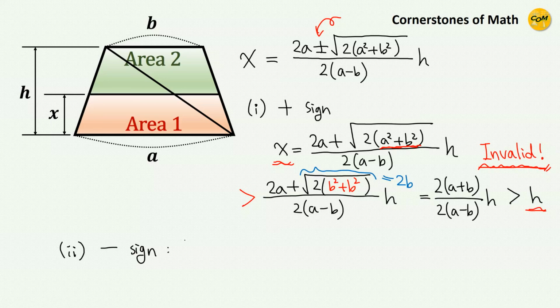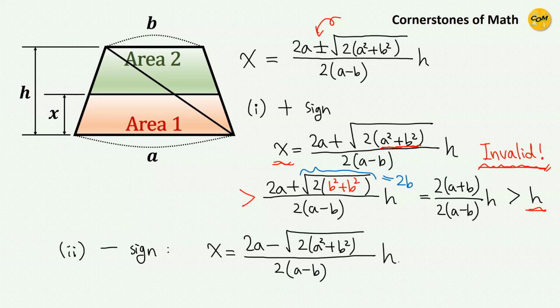Therefore, we have to take the minus sign, which finally gives the correct answer, x equals 2a minus square root of 2a squared plus b squared divided by 2a minus b times h.